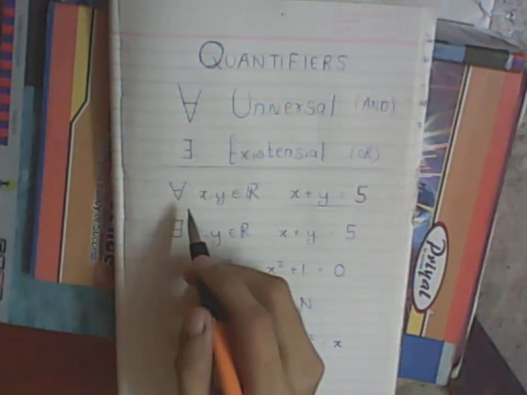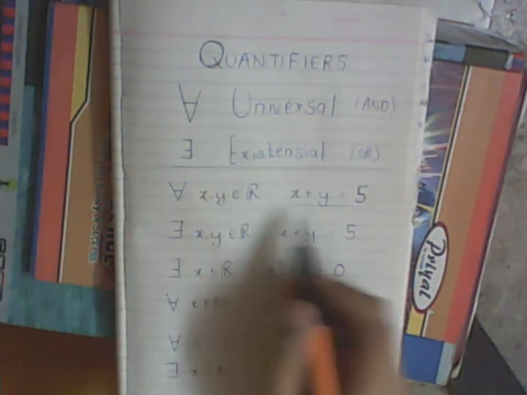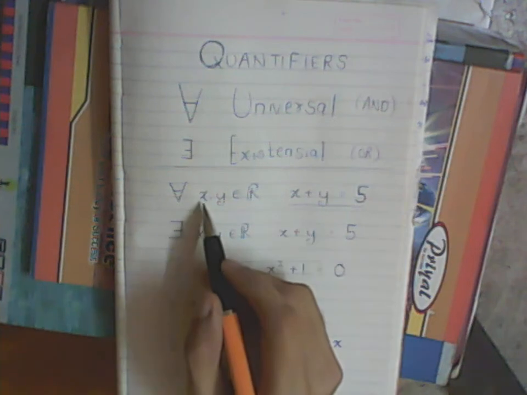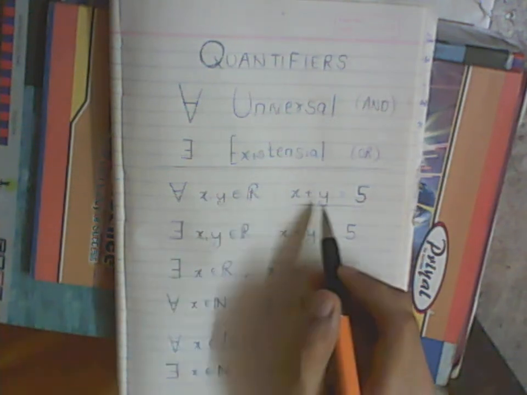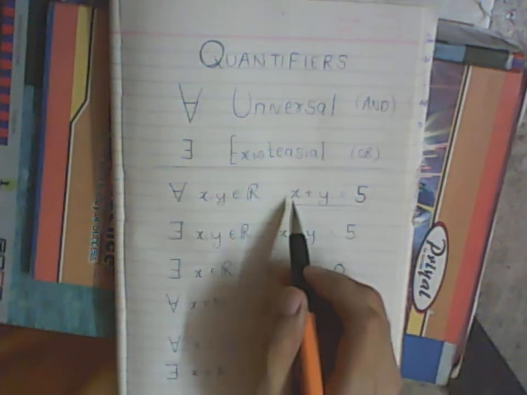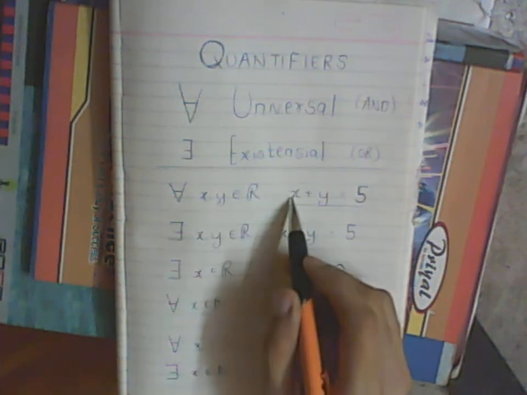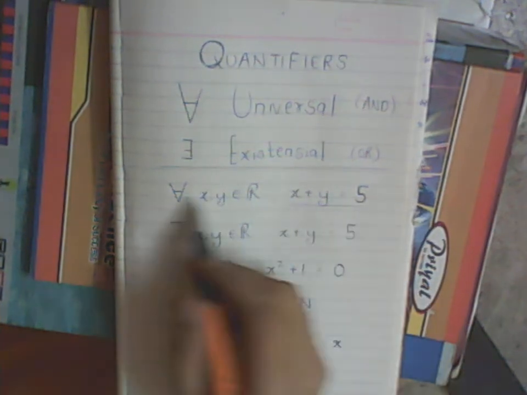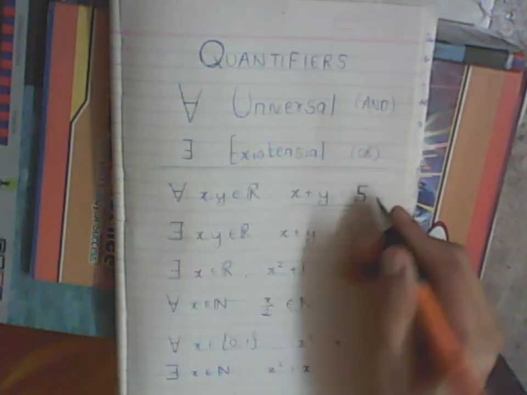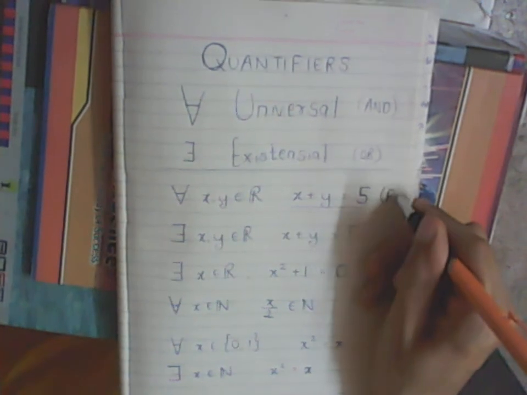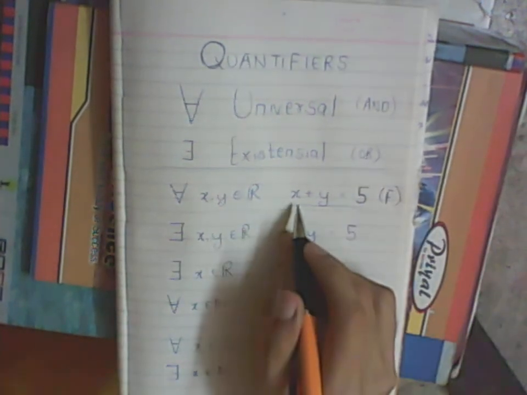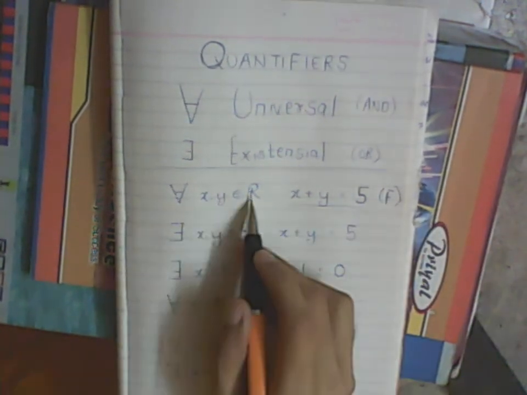If you think about this, it's not true, right? For all x and y in real numbers, this does not hold because you have x and y like 1 and 2, which do not add up to 5. So this is a statement, but it is a false statement because it doesn't hold for all possible values of x and y in the real numbers.